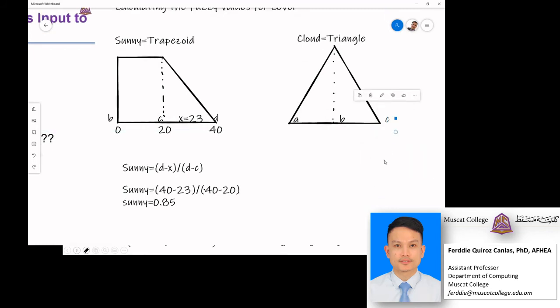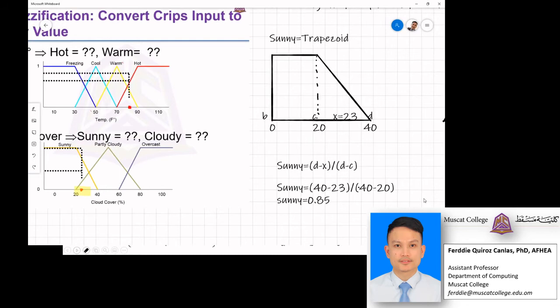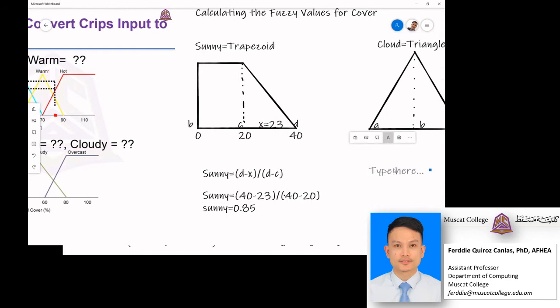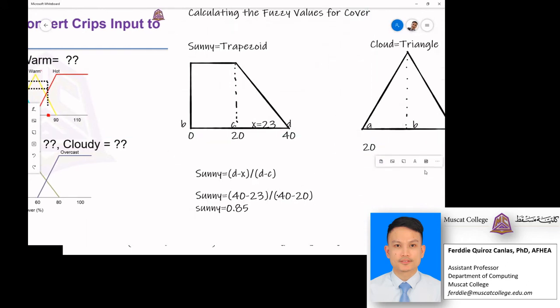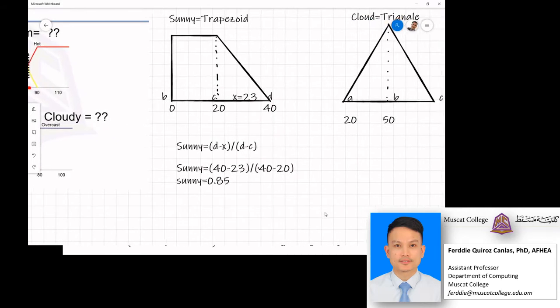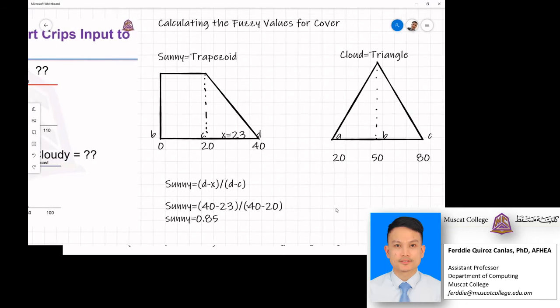Okay, so based on the given problem, the value of A is 20, and then the other one is 80. So 20, 50, and 80, right? Because the half of this is 50. So this is 20, and this one is 50, then the other end will be 80. Now where's the x? As given here, x is 23.